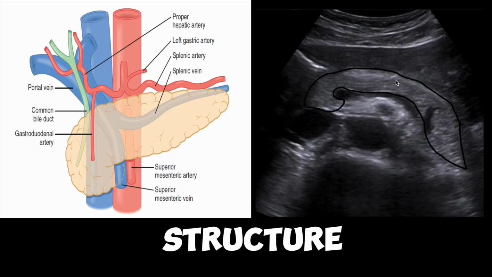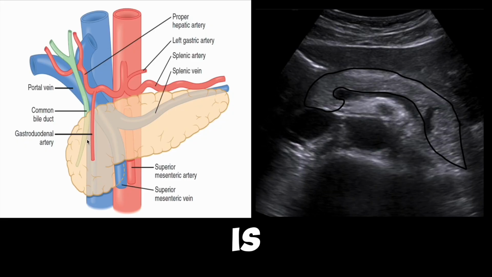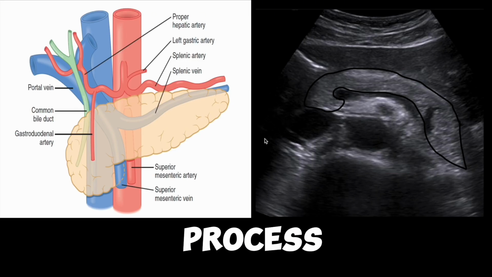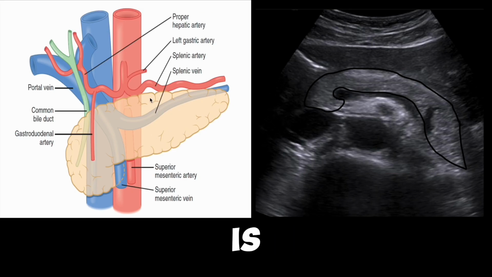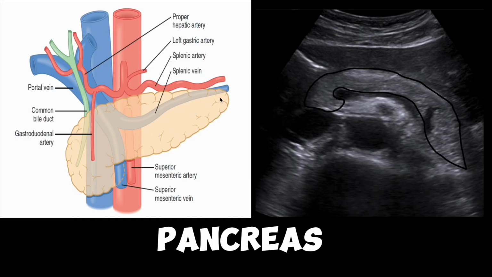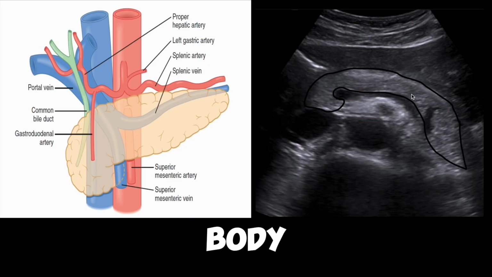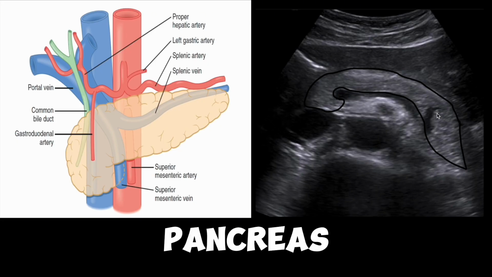This homogeneous structure is the pancreas. This part is the head of the pancreas. This is the uncinate process. Similar to that, this is the head of the pancreas. This is the uncinate process. This is the body of the pancreas and this is the tail of the pancreas. Similar to that, this is the body of the pancreas and here is the tail of the pancreas.